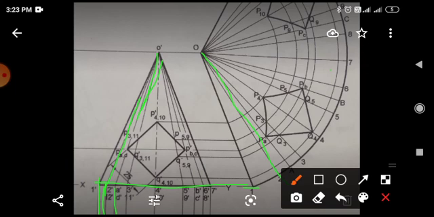But if you get the 3 line on this edge, then after joining this you have to take this parallel, then with the help of an arc you will get the point on this second line. Second projection is going from here, you have to take the second projection from here. Okay, in this way you have to complete the whole figure.